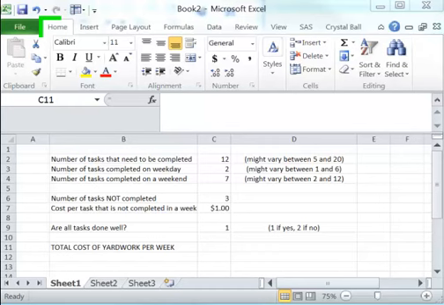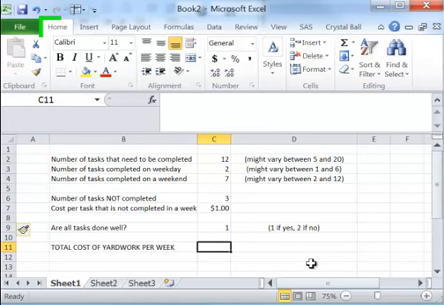Okay, where I left off in the last video was trying to calculate the total cost per week. This is a little bit tricky, and so we want to calculate this in parts. One thing that I just realized is missing here is the amount that I want to pay the kid per week, per task that is completed.